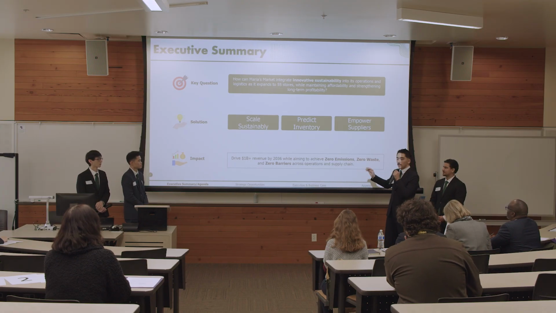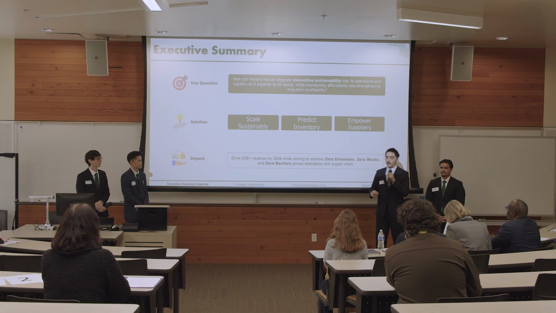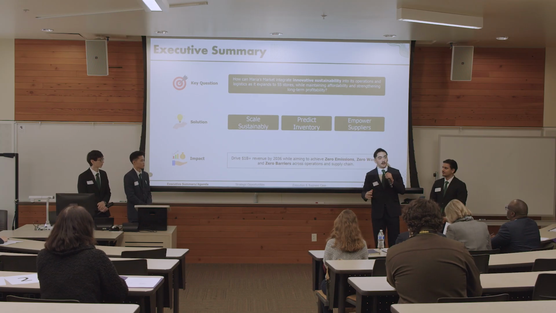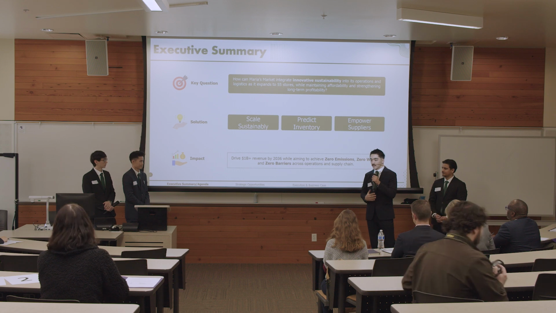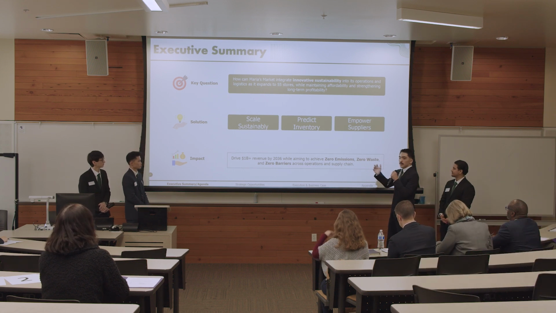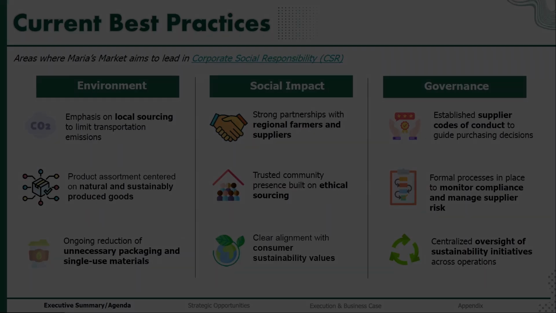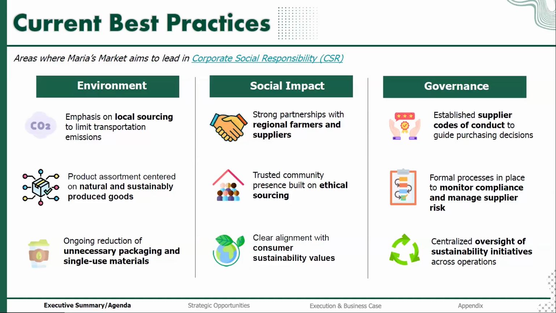We want to predict our inventory so that we can reduce our waste, and we want to empower our suppliers to not only help them grow in their businesses, but also for them to join us on the sustainability train. In terms of our current best practices, corporate social responsibility is the benchmark, and Maria's strives to be a leader in one of these three columns: environment, social impact, and governance.